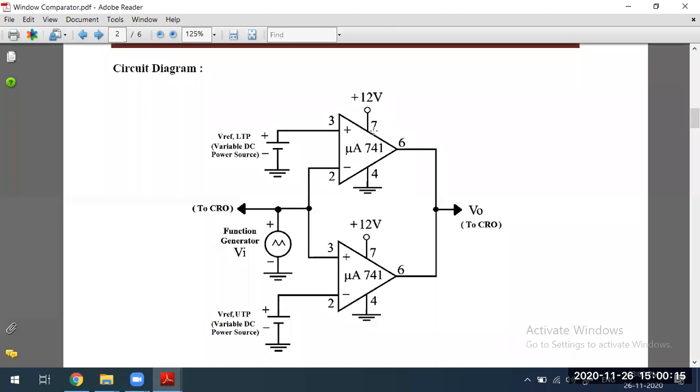What about 1, 5, and 8? They are offset, null, and no connection. And those pins we are not going to use for any experiments. Only these pins we are going to use, 5 pins. 3 pins are not used.